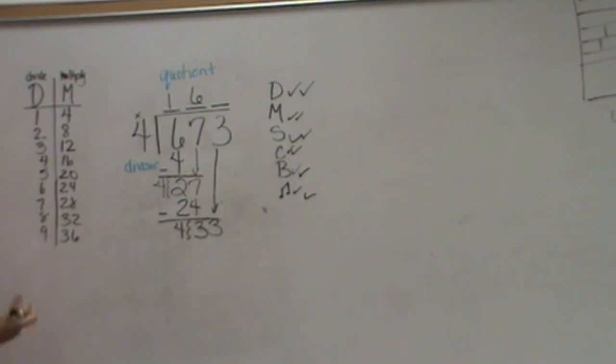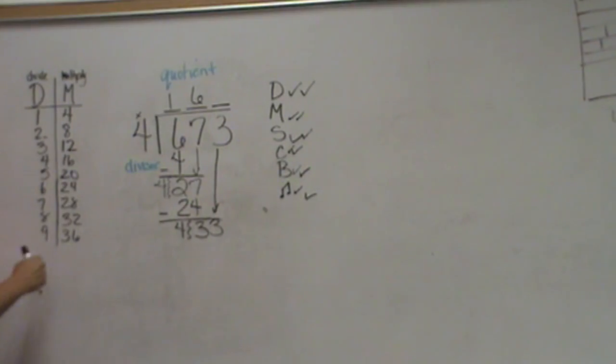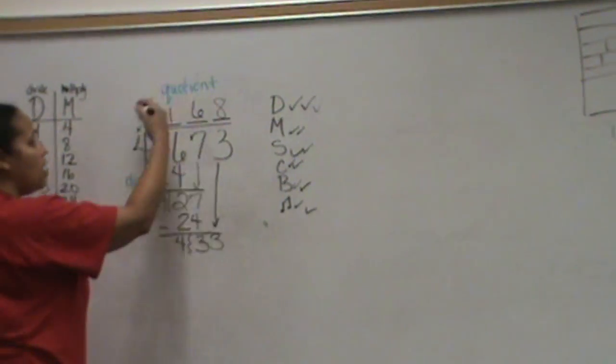Okay, now I have 33, and I want to make equal groups of 4. I go back to my chart. I found out that I can make 8 equal groups of 4 out of the number 33. So I write that in my quotient. I've divided. Now I multiply 8 times 4.